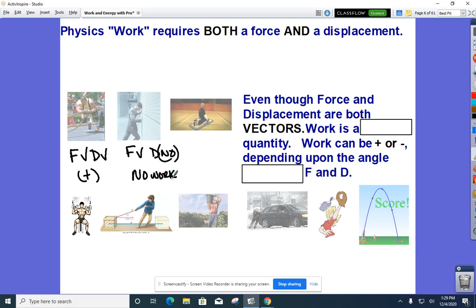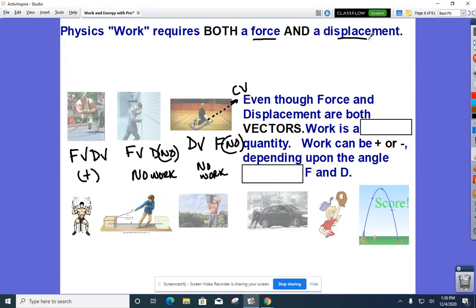Now this is a hoverboard, and sometimes I don't always get my hoverboard out, but once I push this person and get them moving along, they just continue to move along at a constant speed with no force acting. Newton's first law says an object in motion will stay in motion unless acted on by an unbalanced force. So this one has some distance, there's some displacement, yes, but there's no force needed to keep the thing moving, so there's no work here. Again, the big idea is that you need both a force and a displacement.